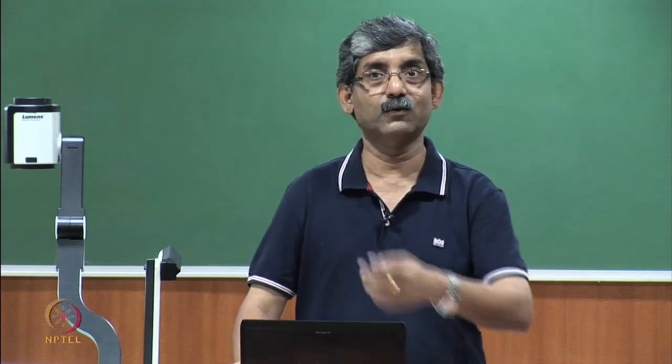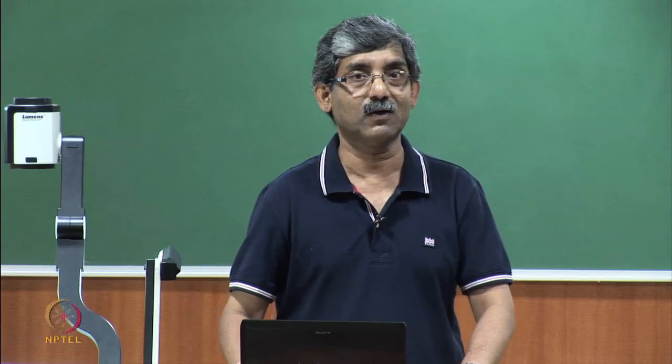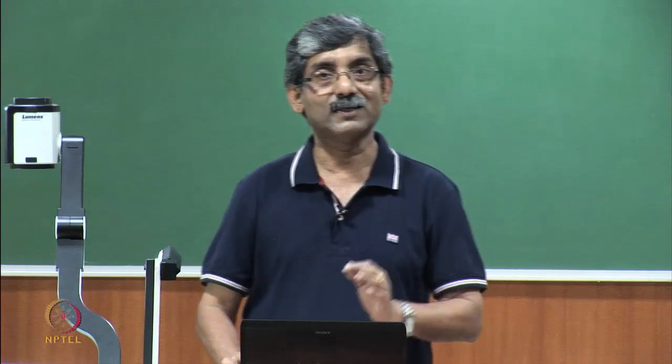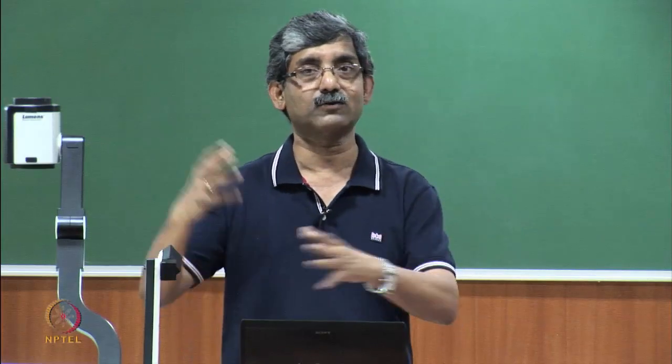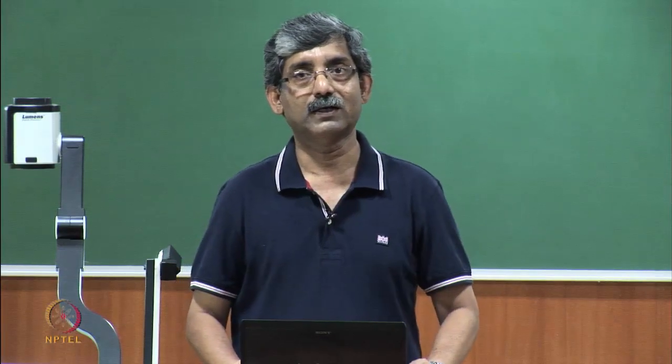So, that is how we will calculate here. In the first condition, the traverse rate is increased by 5 times, from 100 to 500. The time required to break is reduced by 5 times. That is the straightforward situation, because our breaking extension is the same. In that situation it becomes very simple, but if we know the breaking extension, we can also calculate it with the gauge length, but it is simple.